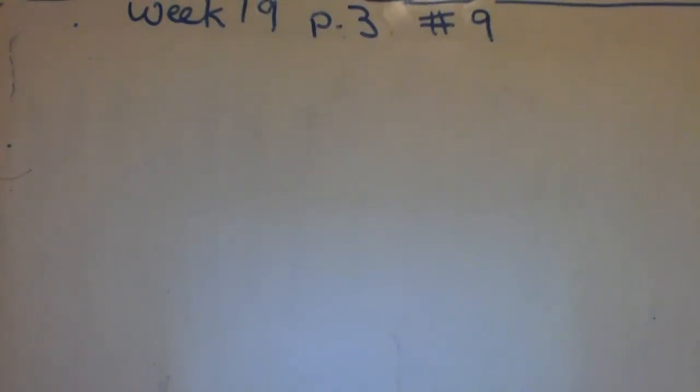This is week 9, homework sheet, page 3, number 9. A 2.00 molar solution of a weak acid has a hydrogen ion concentration of 9.86 times 10 to the negative fifth molar. What is the value of the acid dissociation constant for this acid?